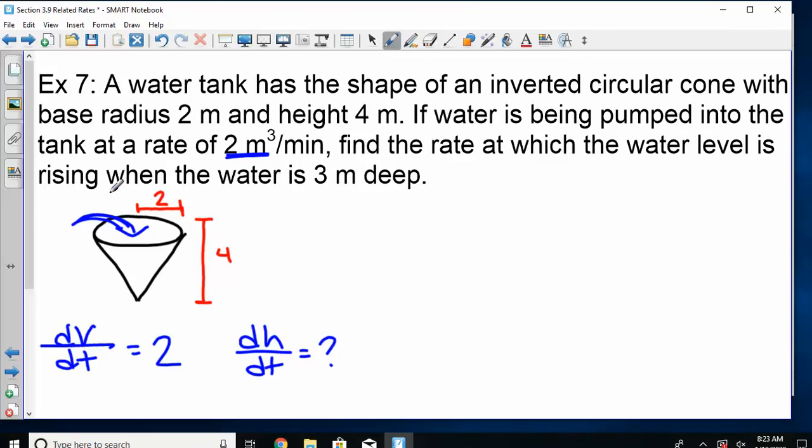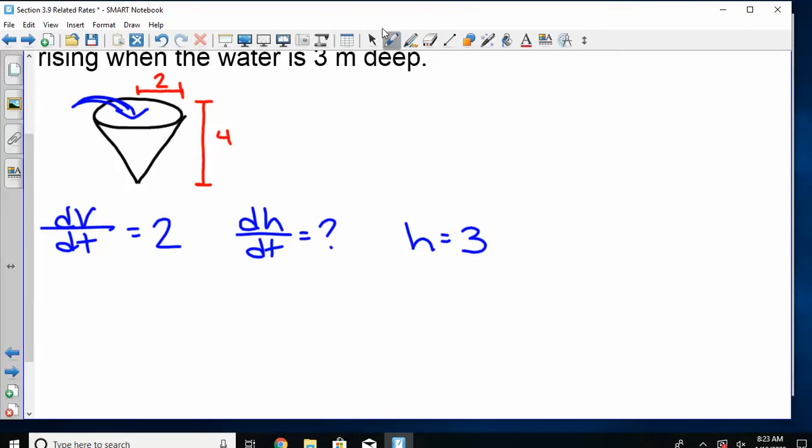At the instant when the water is 3 meters deep. So at the instant when the height is 3 exactly. Okay. I'm talking about volume. Does anybody know the formula for volume of a cone? It's 1/3 pi r squared h.